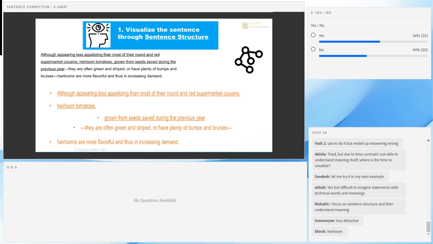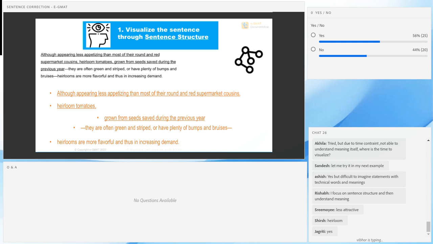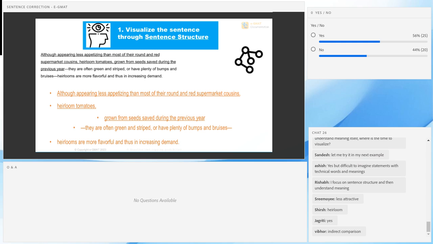So, do you see how there is comparison between heirloom tomatoes and these good looking cousins, right? And there is a contrast. What is the contrast? That heirloom tomatoes look less attractive, but they are more yummy. Okay, that's it, right? Now, how difficult was this? To understand the meaning of the sentence, I haven't written down anything. All the processing is happening in my head.